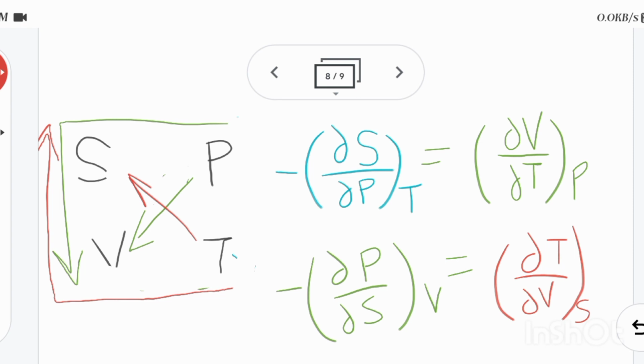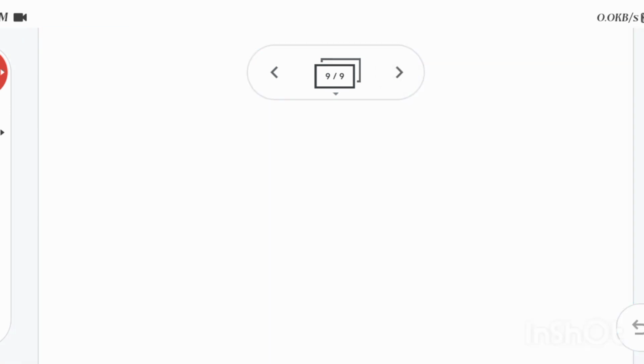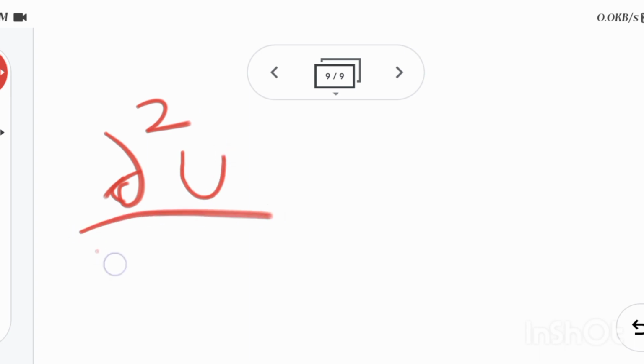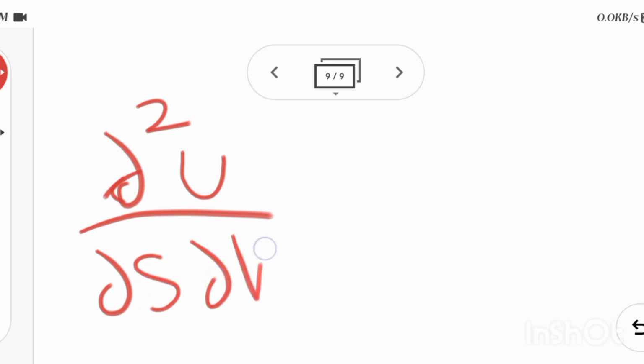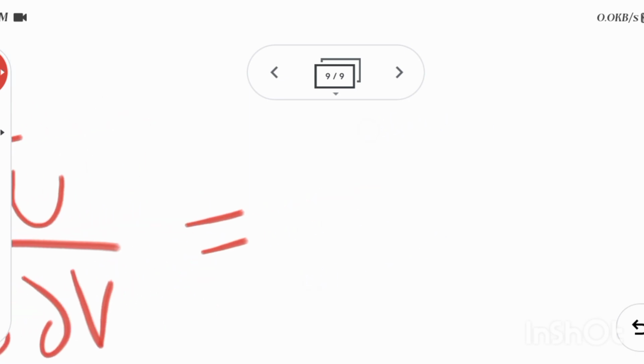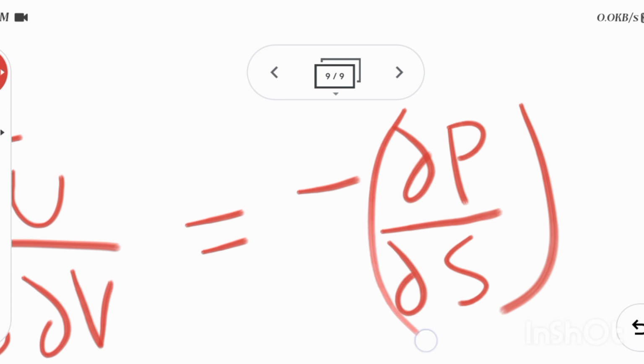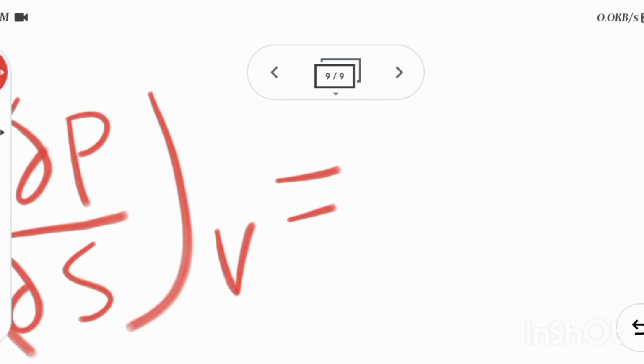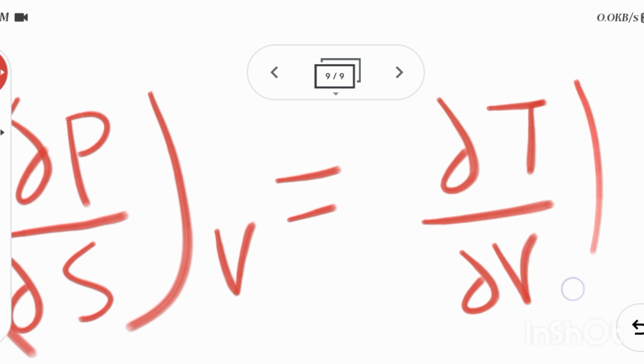You can calculate umpteen relations from these, and sometimes they ask for them from the direct variables or the functions, like how to calculate from internal energy and all. Don't worry. As I said earlier, when there is a double differentiation, you have ∂²U/∂S∂V. That will surely be equal to minus ∂P/∂S at constant V, and will be equal to ∂T/∂V at constant S.